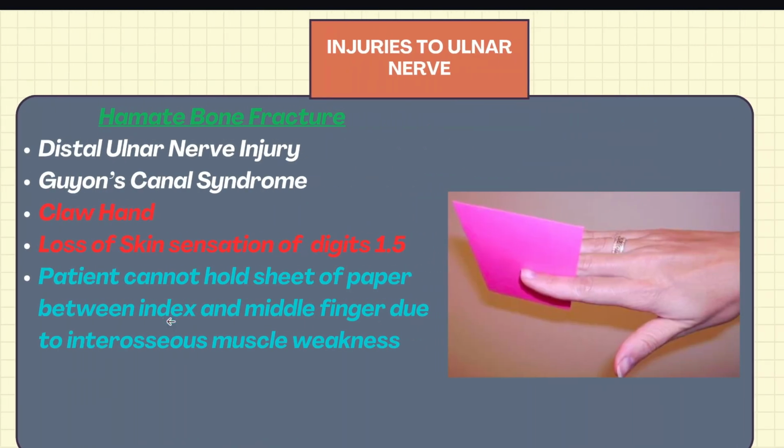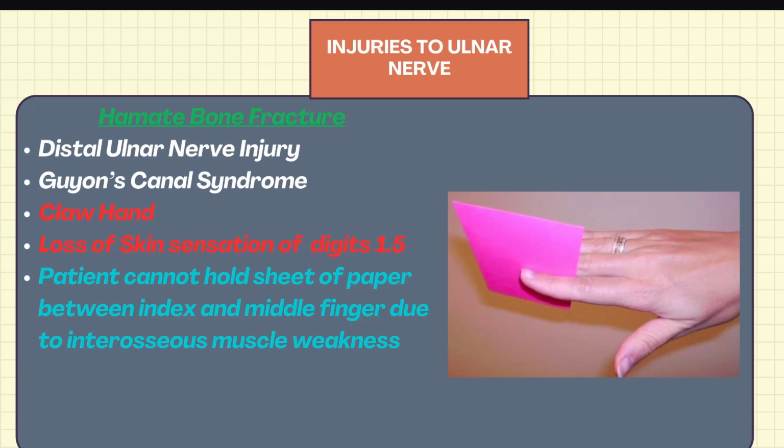Now, the distal injury of the ulnar nerve is going to be from a hamate bone fracture. If you have a hamate bone fracture, it's also called Guyon's canal syndrome. However, that was not mentioned a lot. This is going to cause claw hand and loss of skin sensation of the digits 1.5. To test this, you ask the patient to hold a piece of paper between his index finger and middle finger to see if his adduction works. If the patient cannot do that, that means he has weakness in his interosseous muscles.